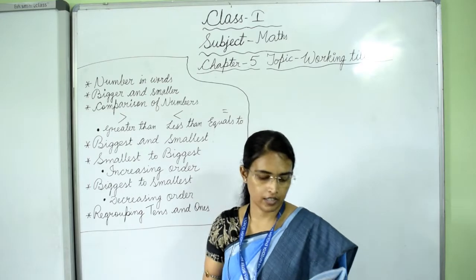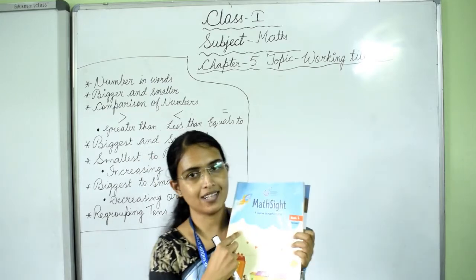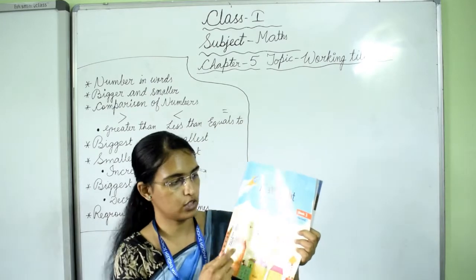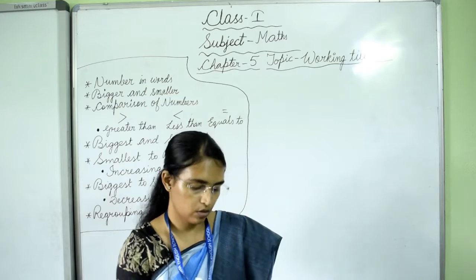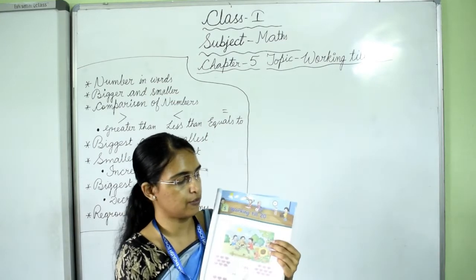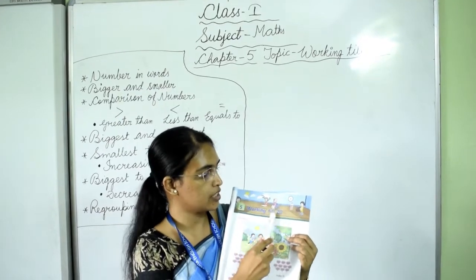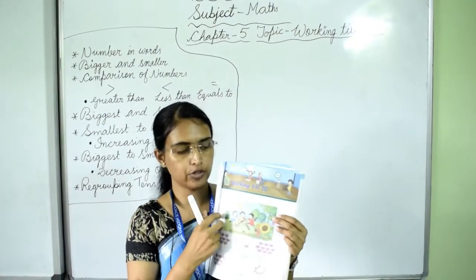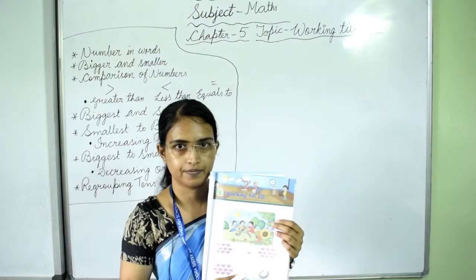Hi kids, now take out your math side book. This is your math book. So take out your math side book. Now come to page number 43, that is chapter 5, working till 20. Okay, today we will do a new chapter.